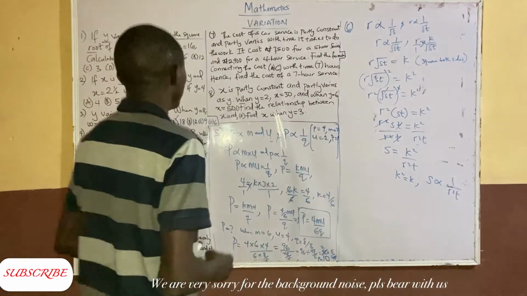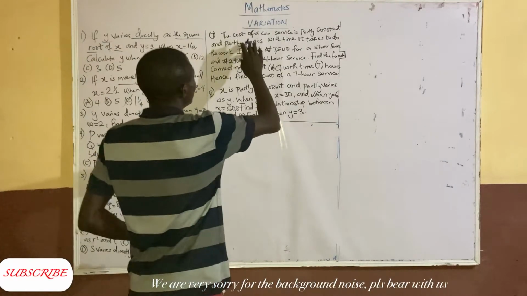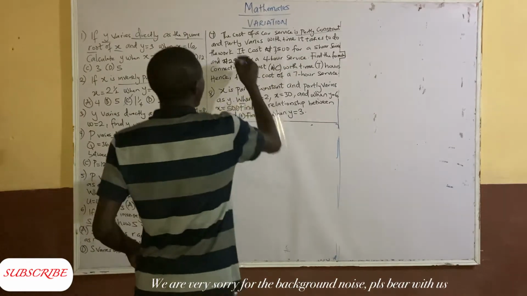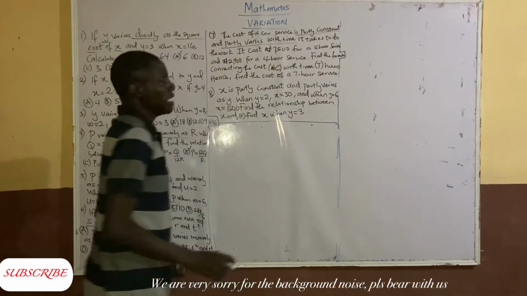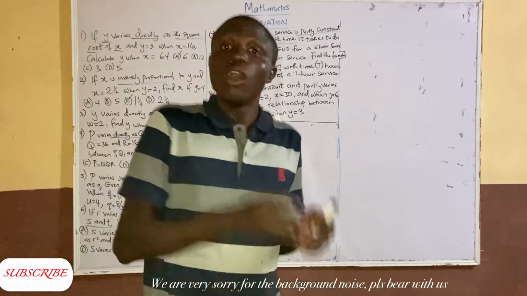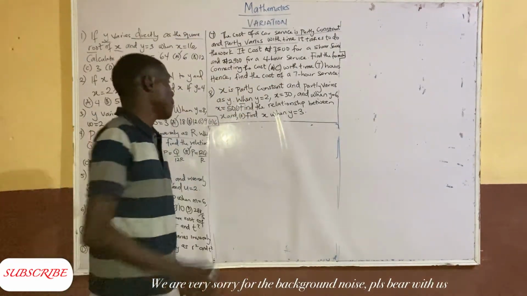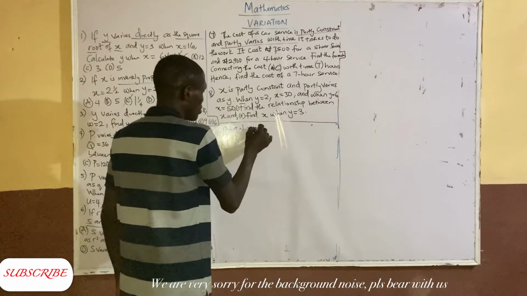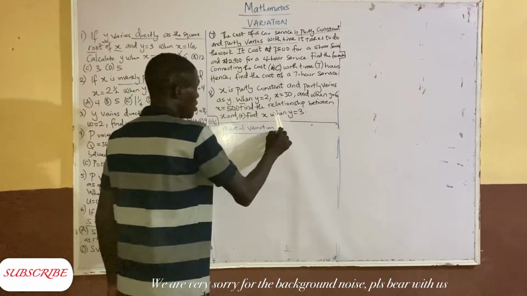Number 7. The cost of a car is partly constant and partly varies with time. When you hear partly constant and partly varies with another quantity, which is time, know that that is partial variation. No doubt about it. It is partial variation.